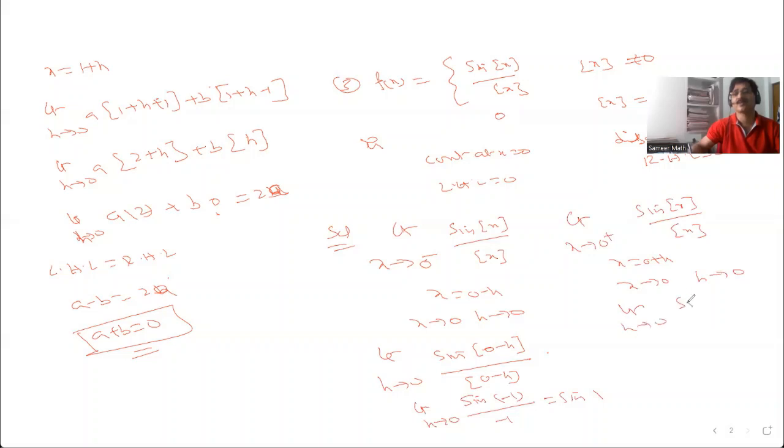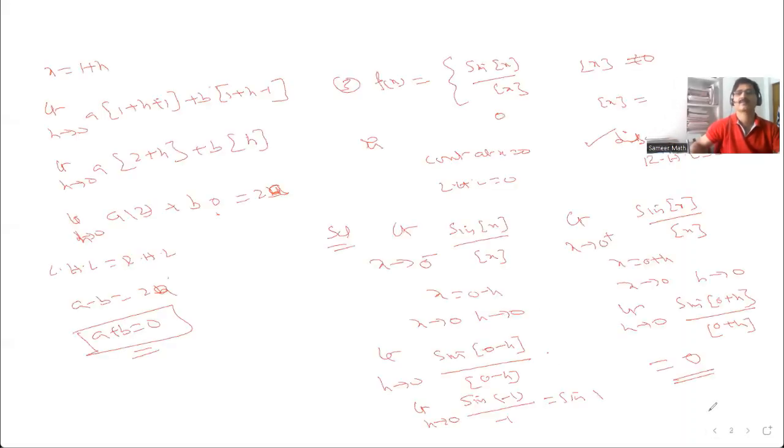Limit h tends to 0 of sine of 0 plus h by 0 plus h. As you know very well, sine 0 is 0. First, this becomes 0, and 0 by something is 0. That means these two are not equal. So you can say that it is discontinuous at x is equal to 0.